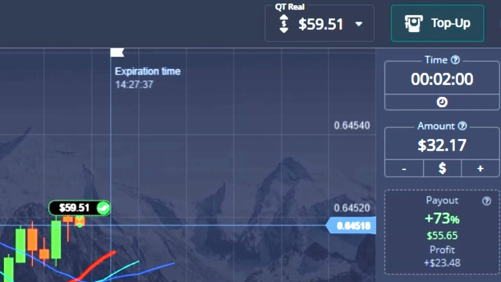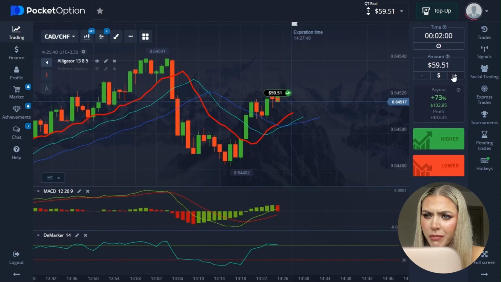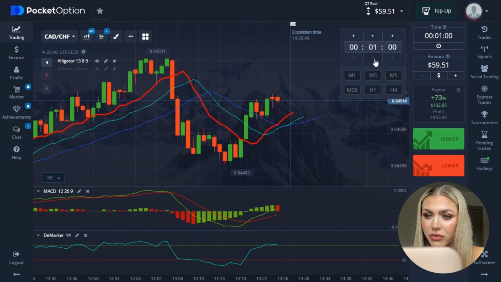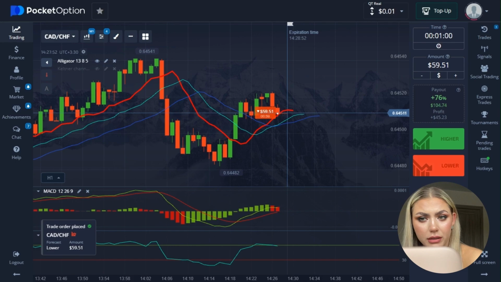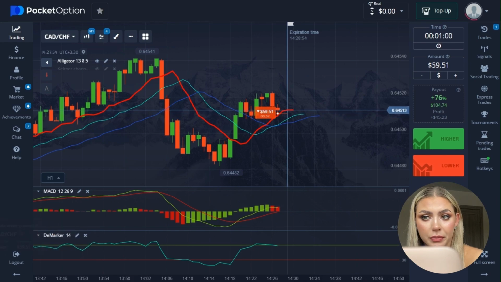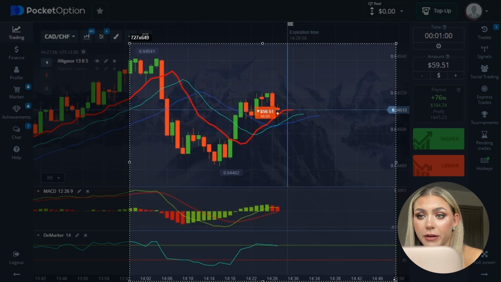So deal closes, almost $60 on the balance. I'll increase the investment size and return to a minute expiration for now. I want to observe the chart to understand the further trend. I think now is a good time to open a deal. This time on the decrease, let's draw to identify market signals.